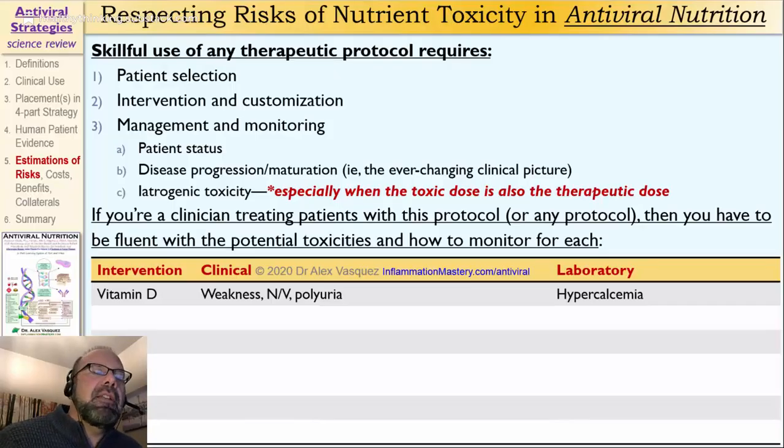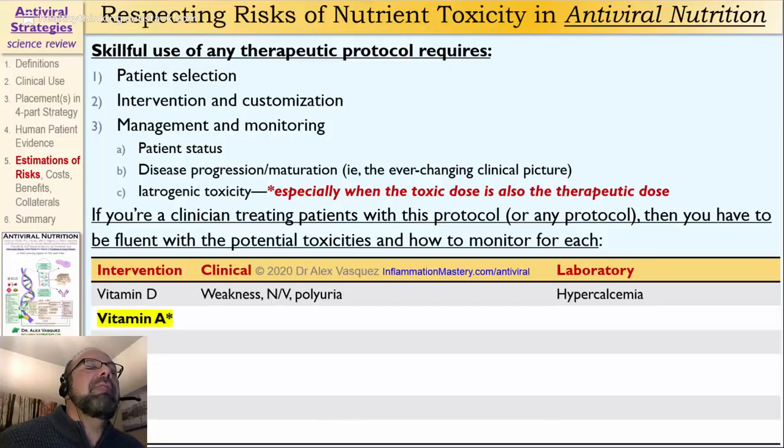That's not necessarily a classic presentation for something like infectious diarrhea. So let's say your patient has infectious diarrhea, they present with weakness, nausea and vomiting due to electrolyte loss, for example, or dehydration, but they wouldn't present with polyuria if they're dehydrated. They would have oliguria or anuria. So that's how we as clinicians have to think about these things.